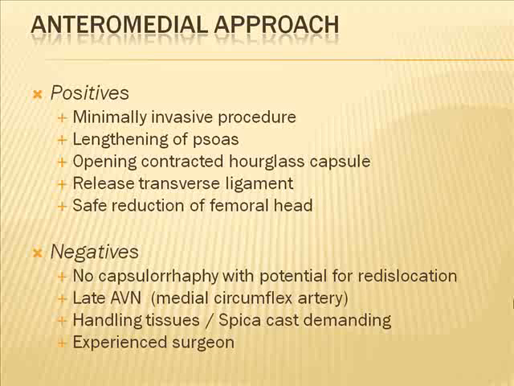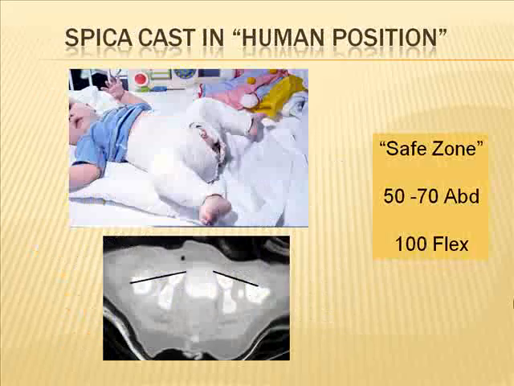There are some cases of late AVN. It's difficult to handle the tissue since it's a very small incision, and the spica casting is very demanding because you have to maintain the reduction. So it requires a very experienced surgeon, so this is, I think, one of the main problems for this procedure.